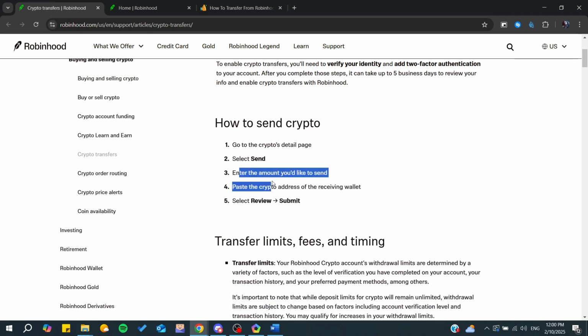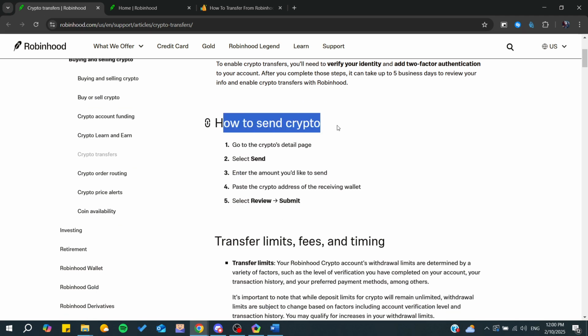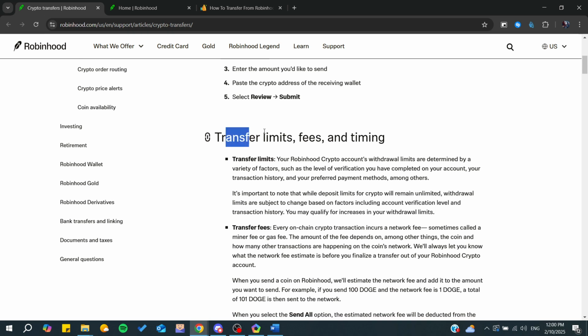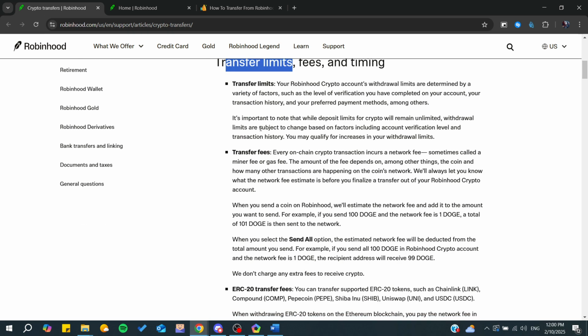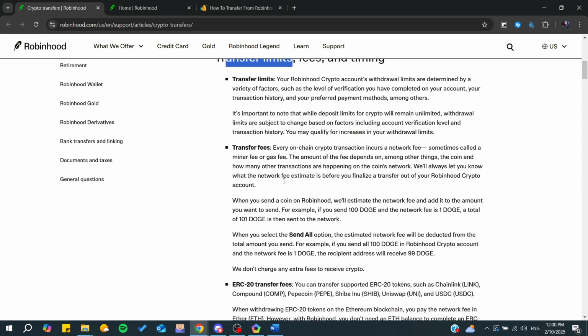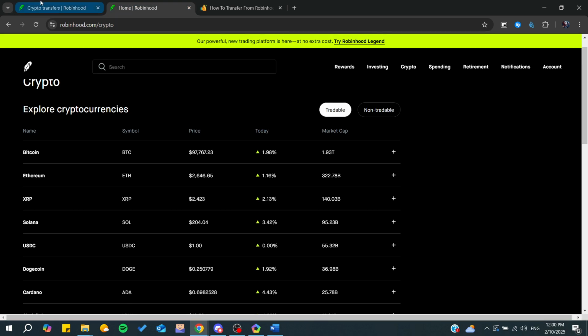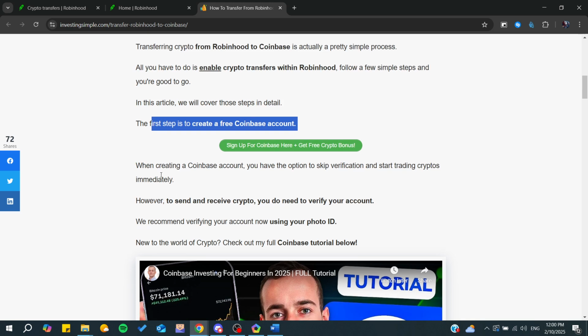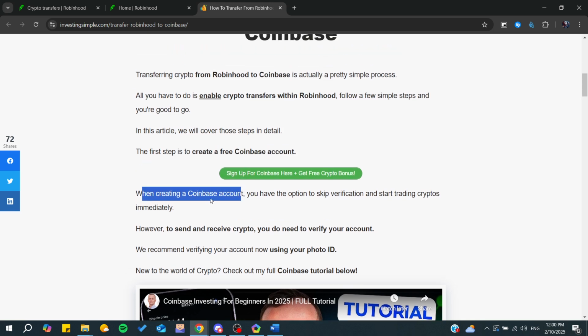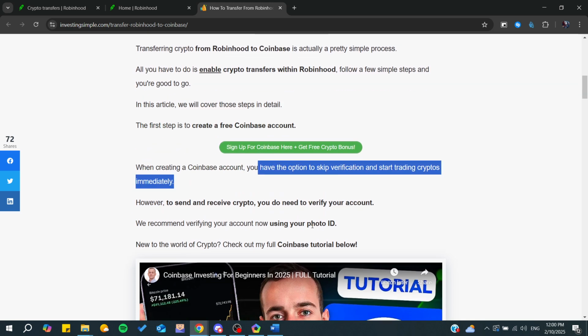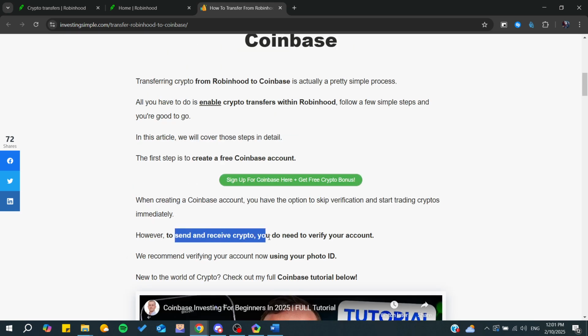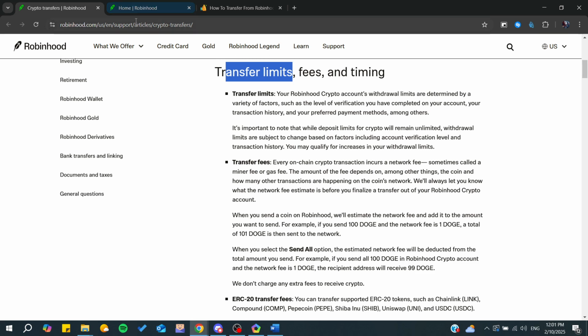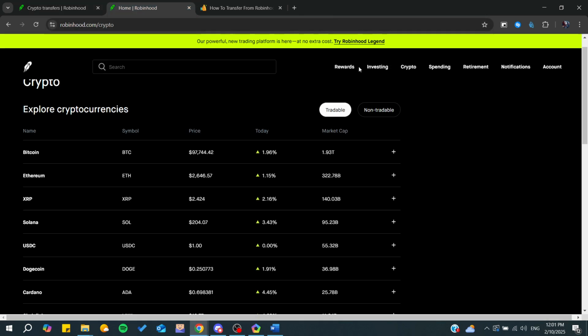All you need to do is send your crypto and transfer your assets and crypto money from your Robinhood to your Coinbase account. You will need to already have your Coinbase account, and when you have it, you have the option to skip verification, etc. Then you will start to send and receive crypto, and all you need to do is transfer the crypto from your Robinhood account.